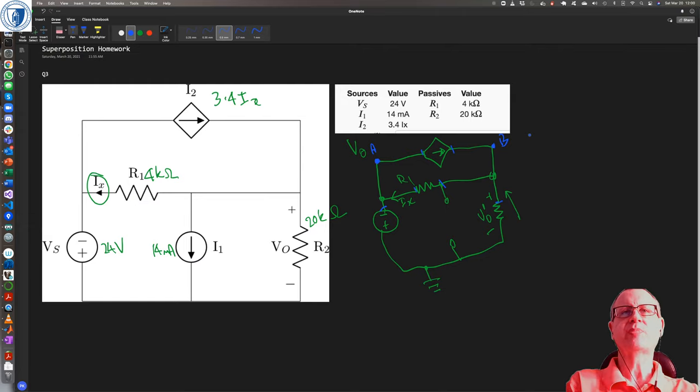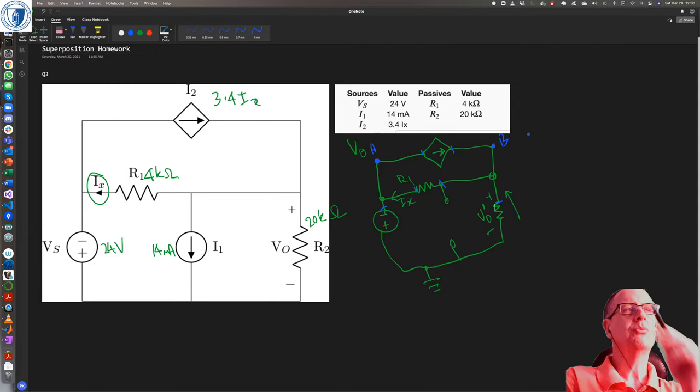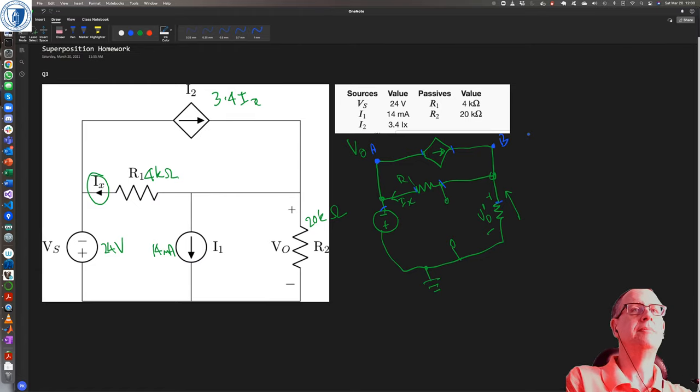And the reason I chose nodal analysis, there's two reasons. One, I can write down VA directly. VA is minus 24 volts. The other reason I chose it is because I need to get V out, and V out is VB, the voltage at node B. So that way I can get my answer directly.